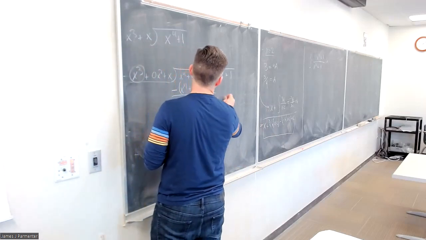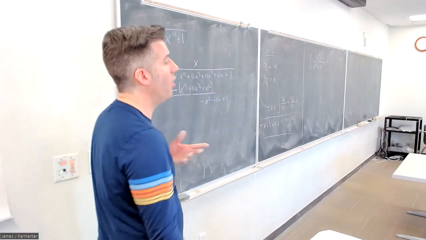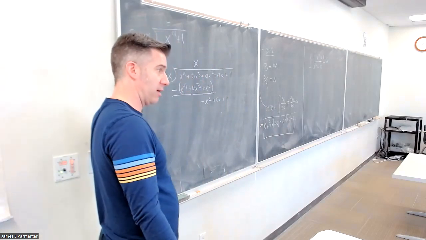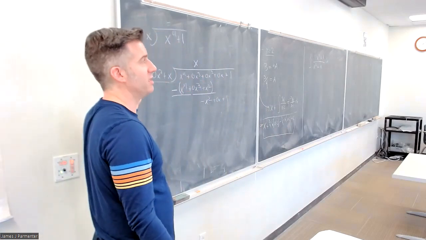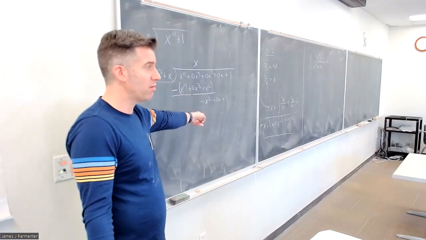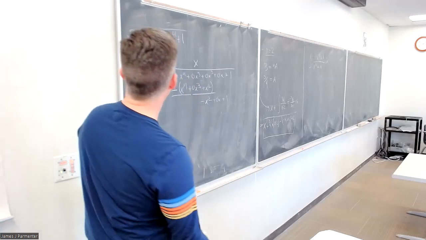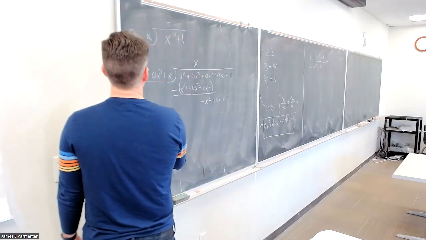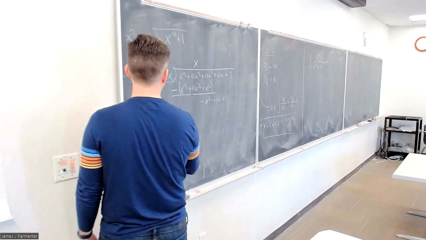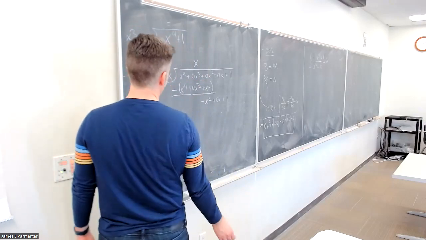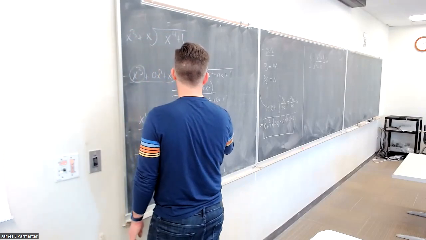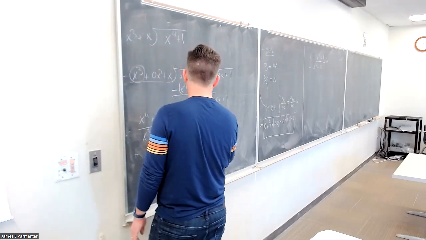Bring down the next terms and repeat the process, but the process is over because what I have now is of lesser degree than the thing I'm dividing by. There isn't any x to a positive power I can multiply by x cubed to get x squared. So I stop. The way I'm going to write this is that x to the 4th plus 1 over x cubed plus x is equal to x, I think something stupid, okay, plus negative x squared plus 1 over x cubed plus x.